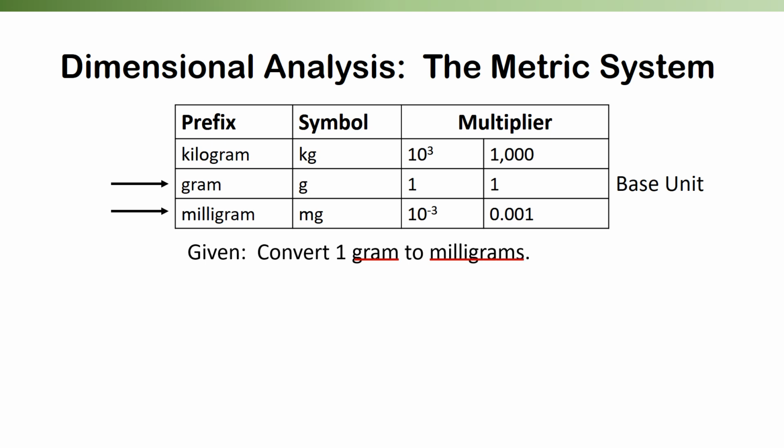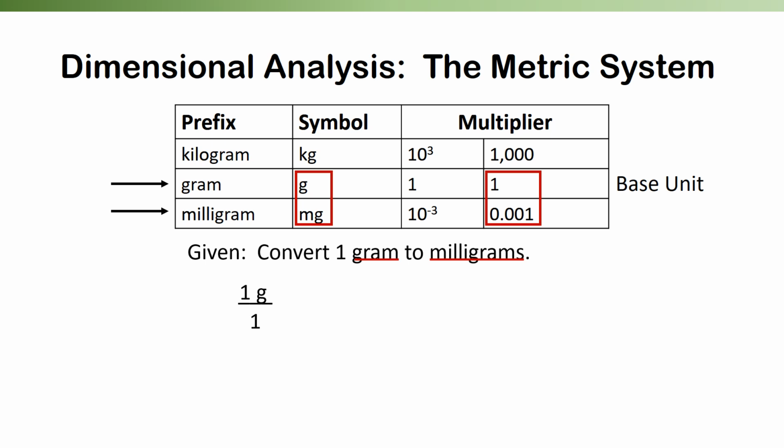Now let's go to the chart and identify our players. Here we have grams and milligrams. Those are our symbols. And then we're going to use these multipliers. We're going to use the multiplier 1 for gram and the multiplier 0.001 for milligram. Now the first step in solving our problem is to take what we're given and make it a fraction, which means we're going to put it over 1. So we're given 1 gram and we put it over 1.